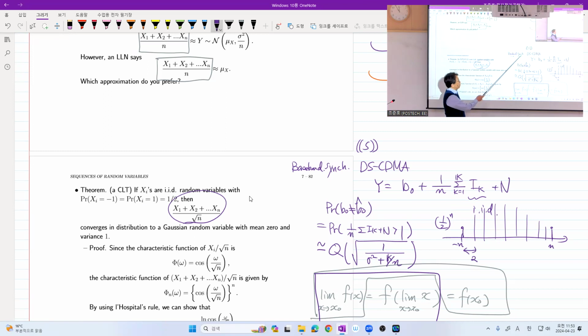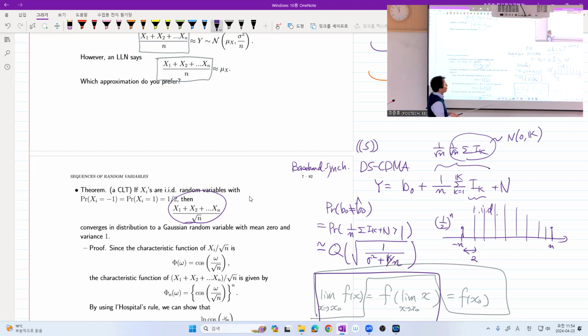So many people approximate this probability using the Gaussian Q function. So from the beginning, you realize that some central limit theorem is invoked. So what is done? Actually, not the entire term, but this term is approximated as Gaussian, something like that, after proper scaling.